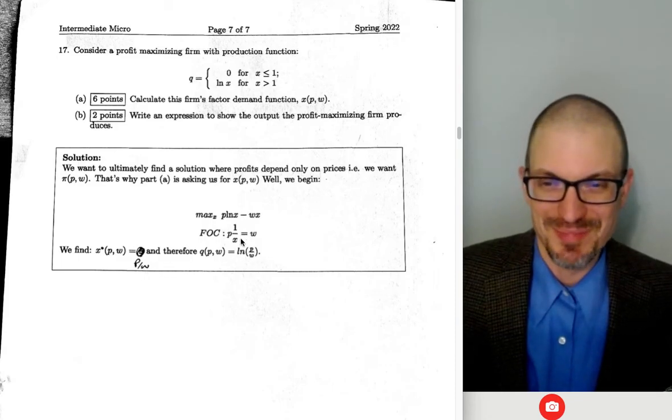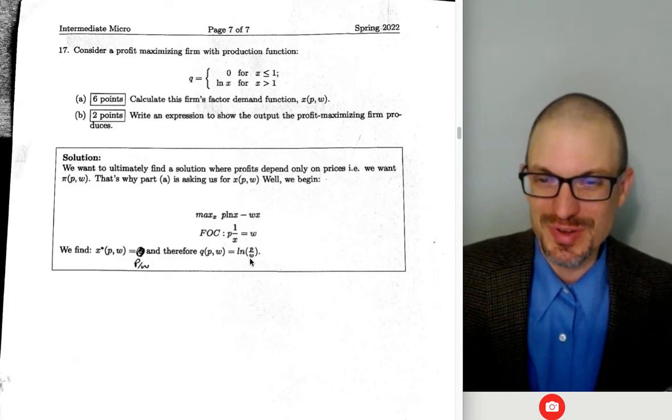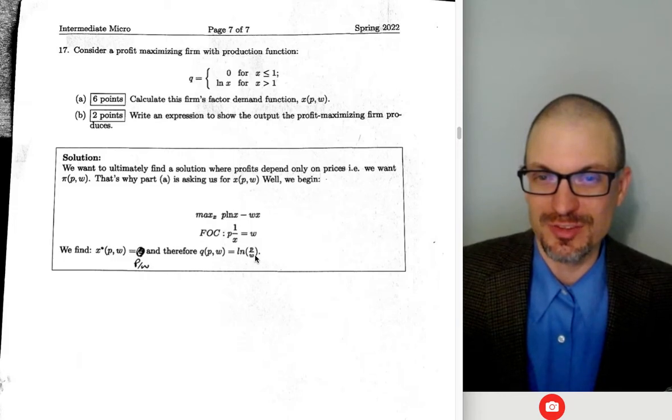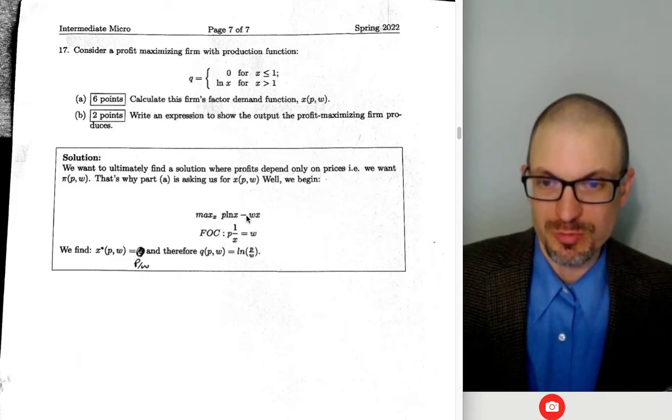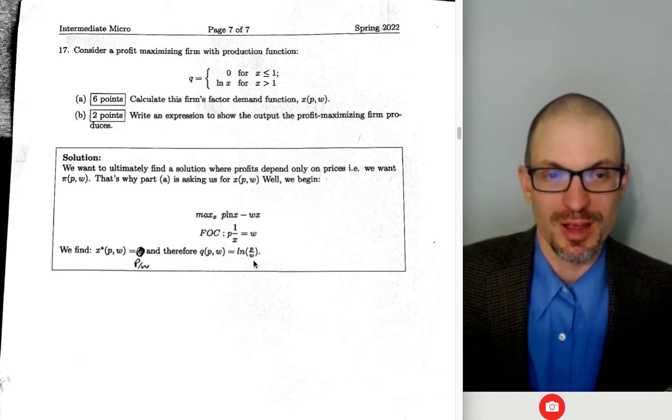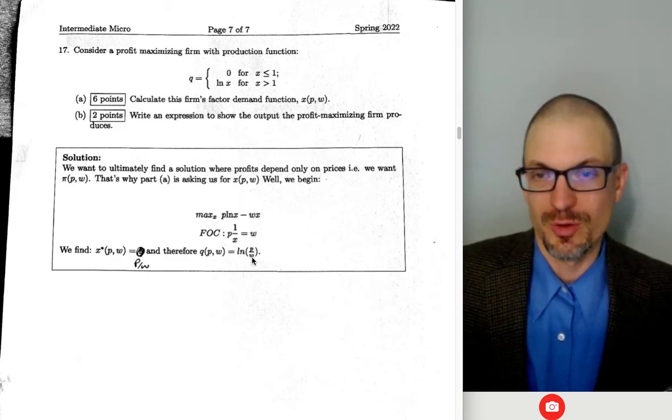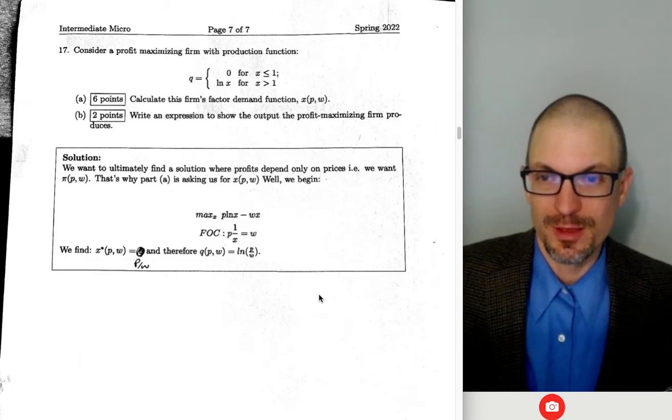Let's evaluate my production technology at x equals P over W, and this gives me the amount of output. Once I multiply that by the output price and subtract off the costs, then we get profits. But that's all that we are doing here.